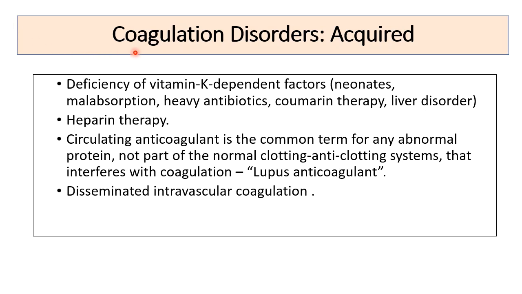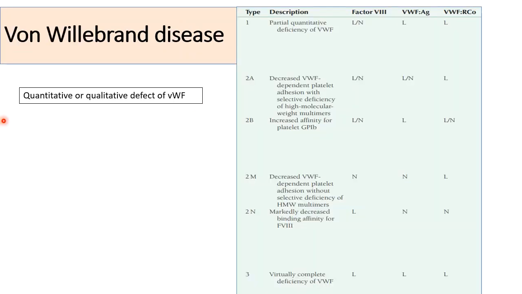Then we move on to the coagulation disorders, the acquired type. There could be a deficiency of vitamin K dependent factors like in neonates, malabsorption, heavy antibiotics, coumarin therapy, liver disorders, heparin therapy, circulating anticoagulants like lupus anticoagulants, and disseminated intravascular coagulation being some of the acquired conditions of coagulation defect.